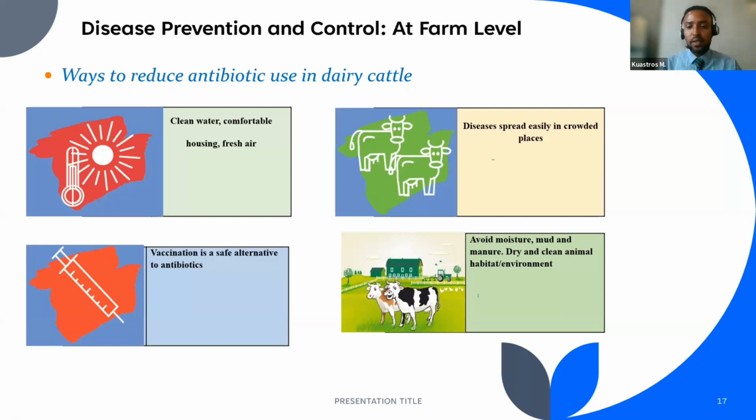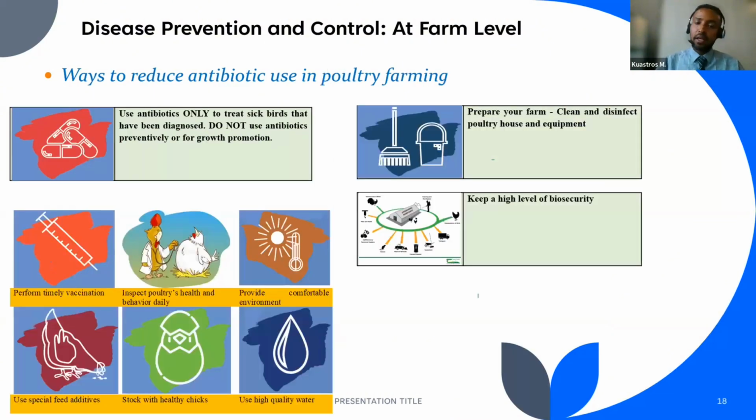And the other one is cleaning the environment where the animals, the dairy cattle, live. For example, moisture, mud, and manure accumulated in the farm are a good habitat for pathogen multiplication and also spread. The other one is the case of poultry farms. What can be done to reduce antibiotic use or antimicrobial use at poultry farm level?